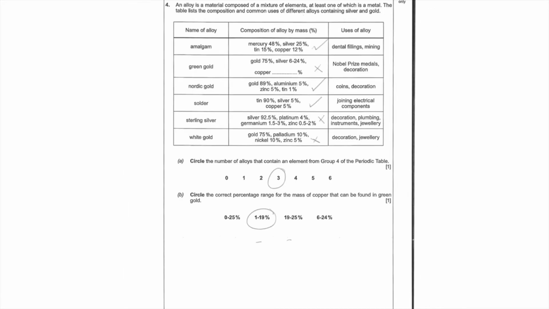Okay, tough question here, a lot of reading and looking at what's going on, okay? Circle the number of alloys that contain an element from group 4, okay? So you had to go find group 4 and work out which ones contain, and you can see here that I've put ticks next to the ones that contain a group 4 element, okay? Circle percentage range from mass of copper, so you just had to work it out looking at if you had 75 plus 6, that would have given you 19, but 75 plus 24 would have given you 1, so that's the range there.